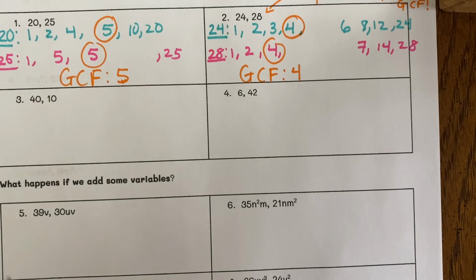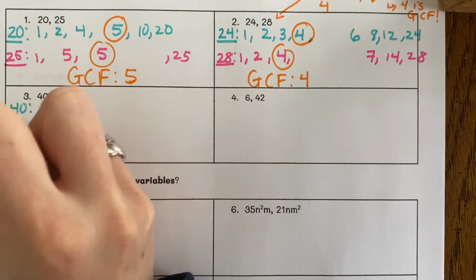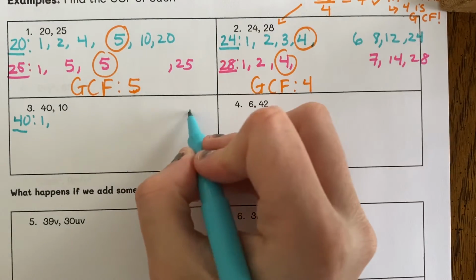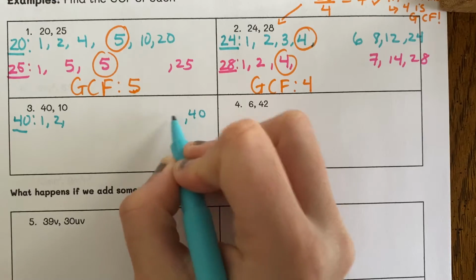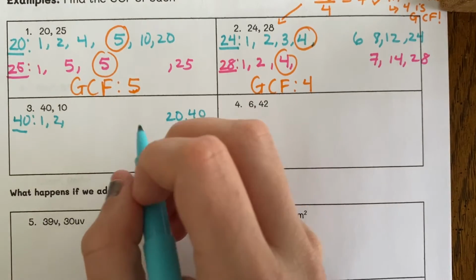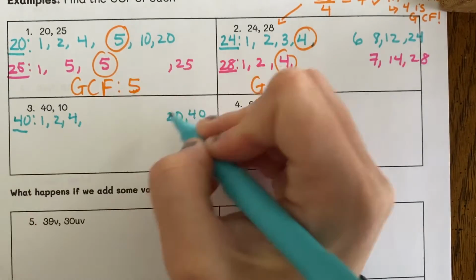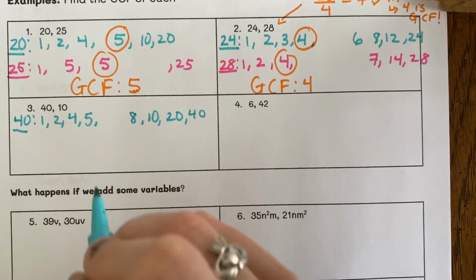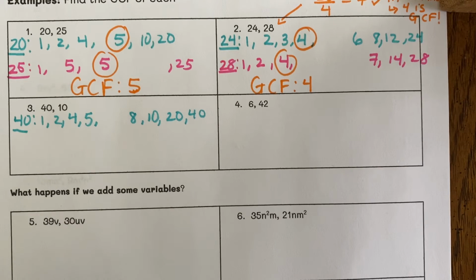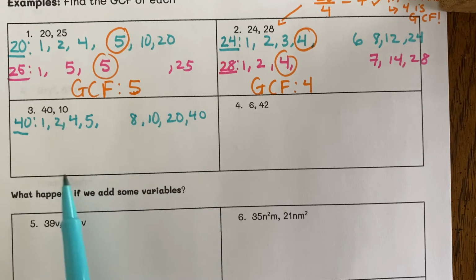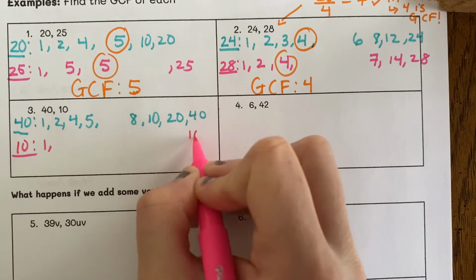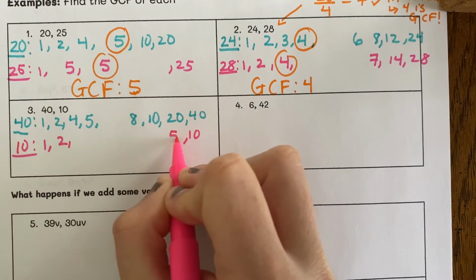40 and 10. So 40, I have 1 and 40. I have 2 and 20. 3 doesn't go in. 4 does. 4 and 10. 5 and 8. And then 6 doesn't go into 40. 7 doesn't go into 40. And then we're back at 8 again, and we have 8 and 5. And then 10. We have 1 and 10. Then we have 2 and 5.